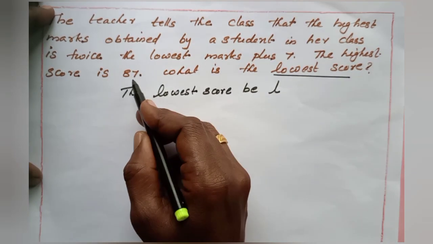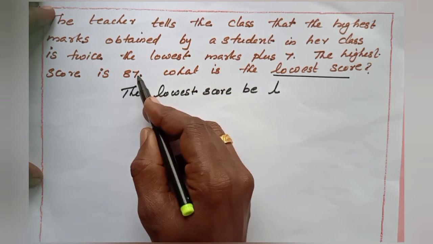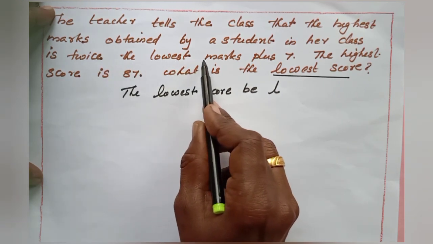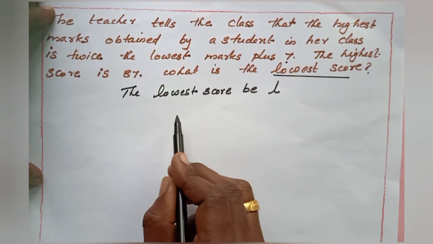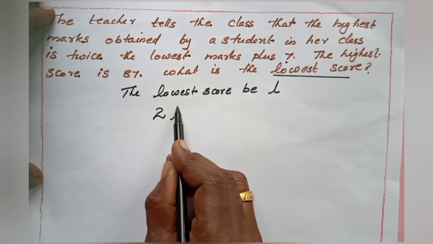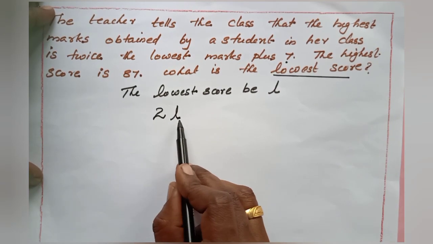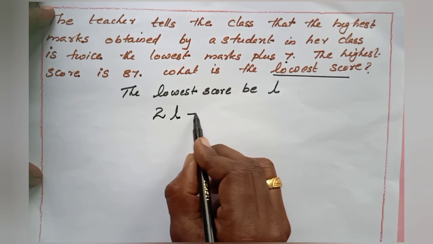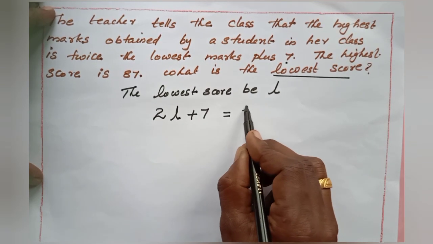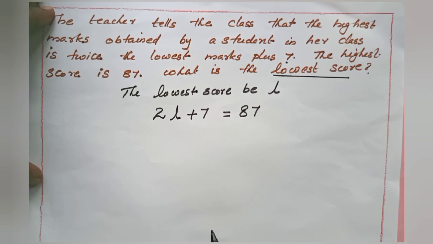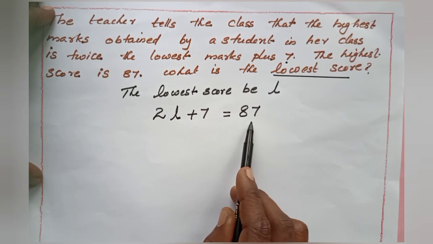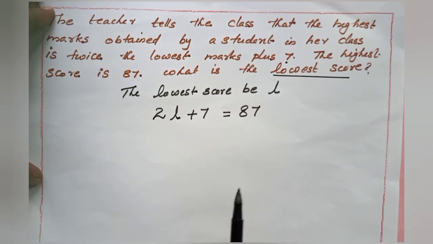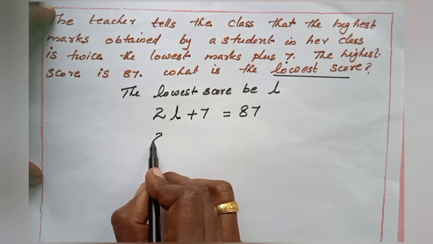The highest score mark is 87. That highest score mark 87 is equal to twice the lowest mark plus 7. So twice the lowest mark is 2 into L. The lowest mark is L, so 2L plus 7 is equal to the highest score 87. Then find out the lowest mark.